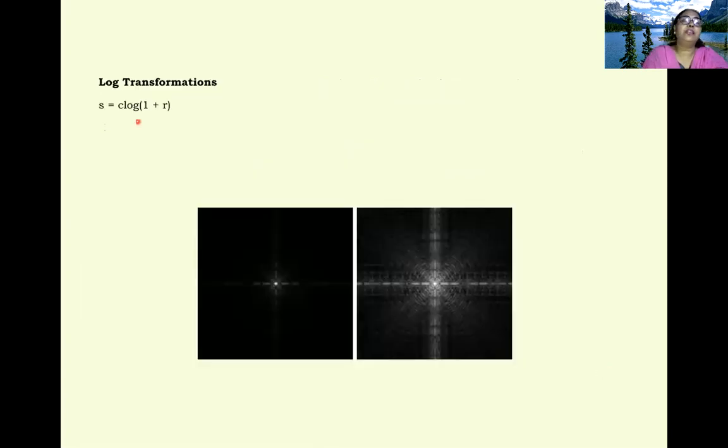Then there is the log transformation. S = C log(1 + R). R is the original intensity. S is the transformed intensity after the log transformation. Here is the original image of a Fourier transform and its log transformed image. It is clearer after log transformation; the details of the Fourier transform are clear in the picture.